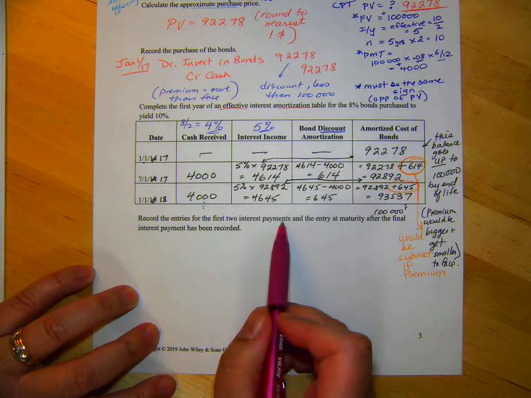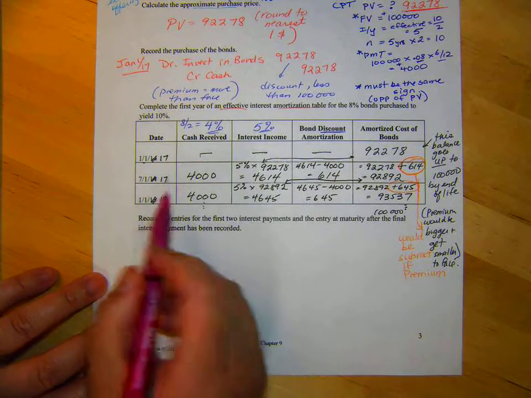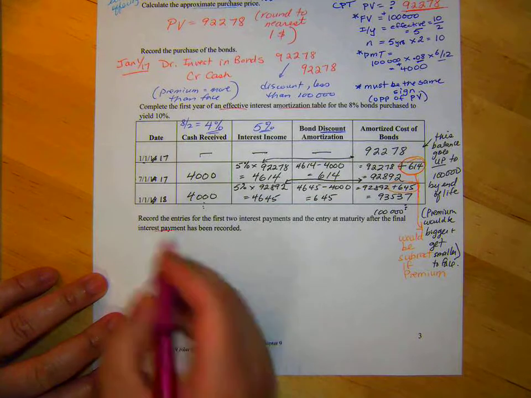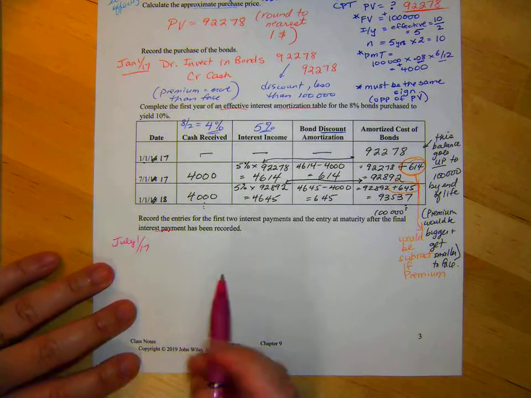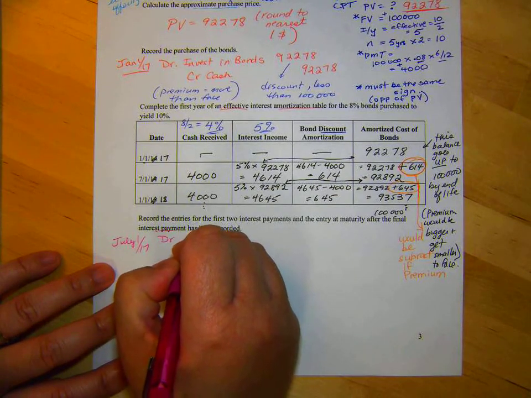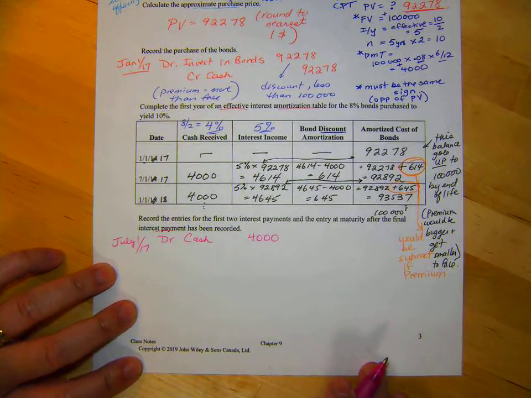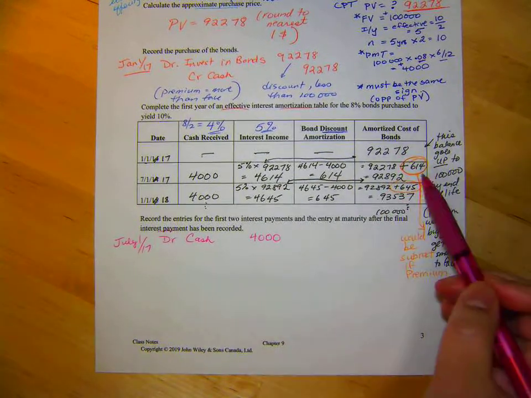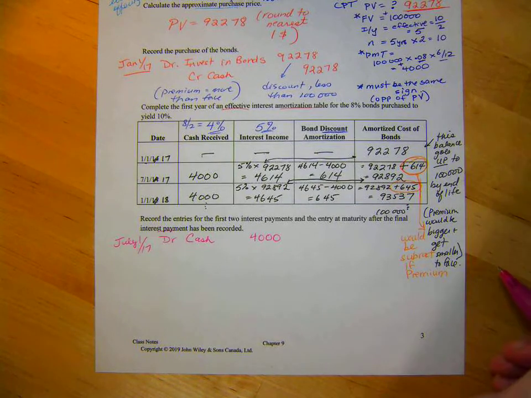Record the entries for the first 2 interest payments and the entry at maturity after the final interest payment has been recorded. So we already did the January 1st entry here. Let's do the July 1st entry here. So remember, we bought the bond. So what are we getting? Cash, 4,000. Now, this bond, what does it represent to us? It's not a liability. That's Chan's liability. What is it to us?